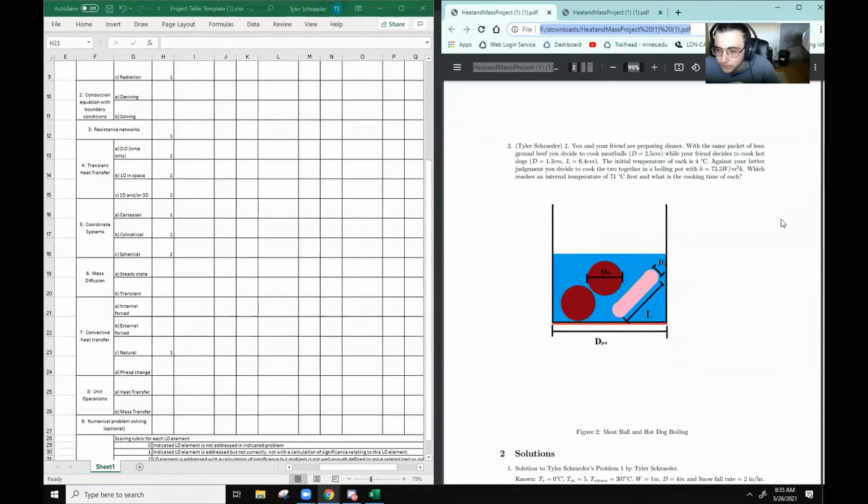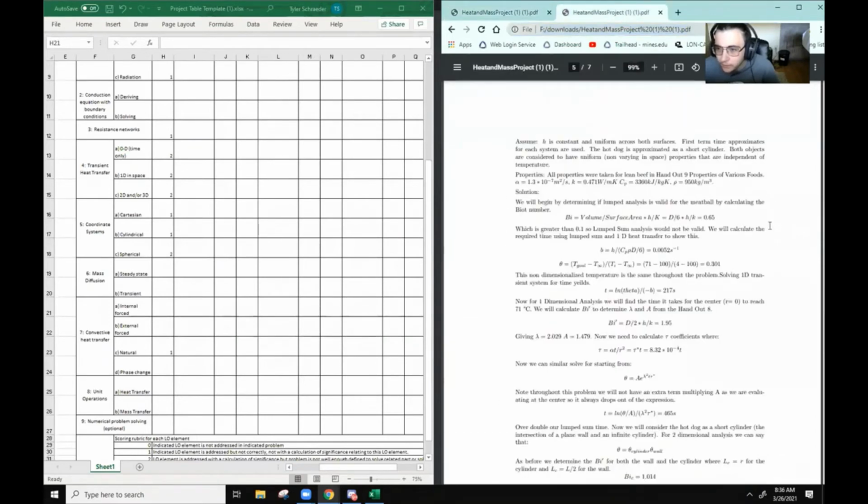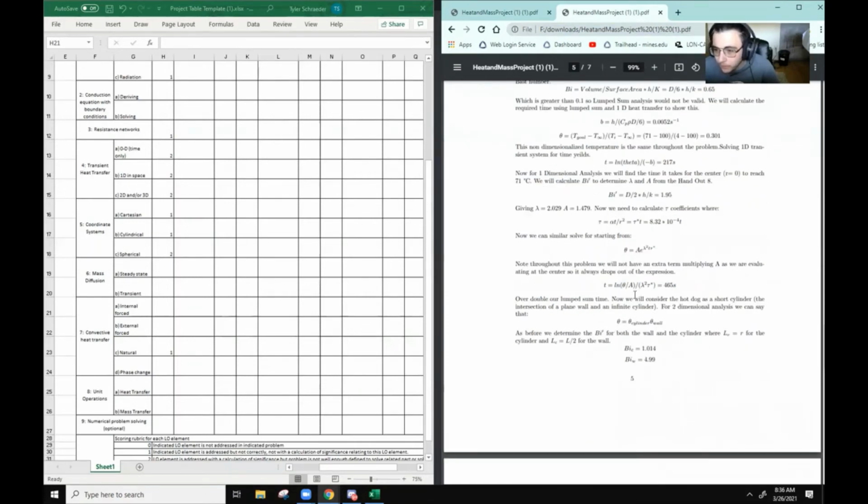For our second problem, we have two objects being cooked, so we're going to consider our transient heat transfer. So we first decide if lumped analysis is valid. We get a Biot number that's much greater than 0.1, so it would not be valid. We calculate the time required to compare to our actual time required for the sphere. And once we walk through the 1D spherical calculation, we get a time there.